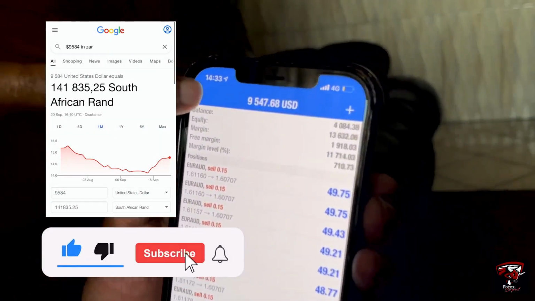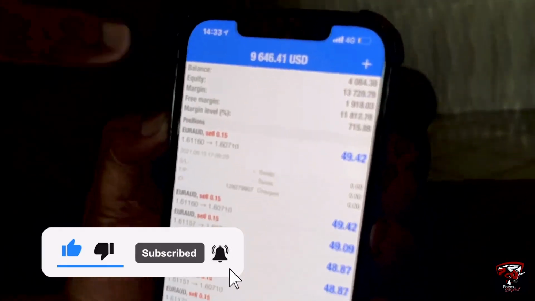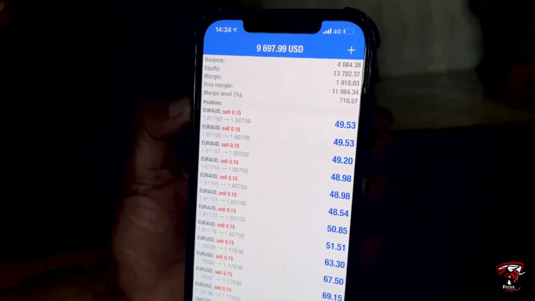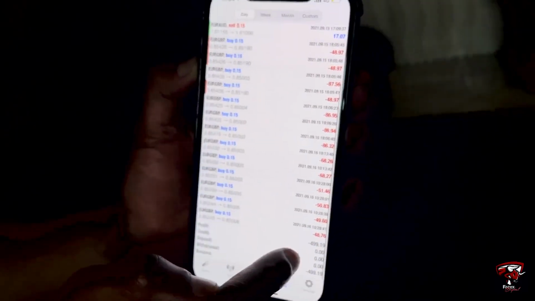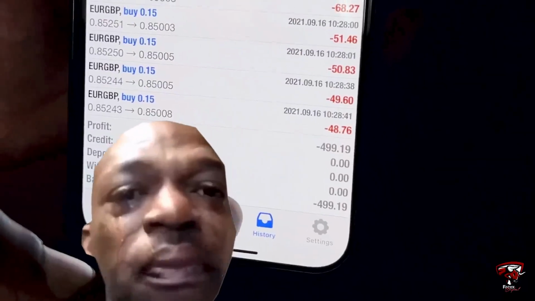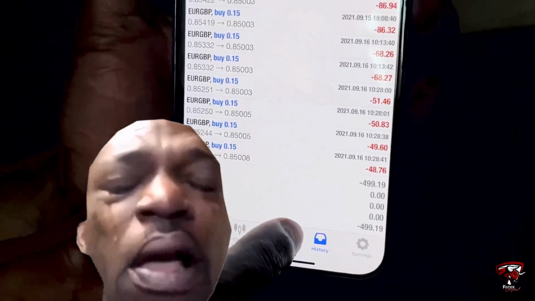Yeah guys, so basically I want to show you how I was able to reach 9,000 USD, which is close to 10,000 USD, from a 4,000 USD account. I deposited 4.5. As you can see, I took some losses today. So hence I'm still here.